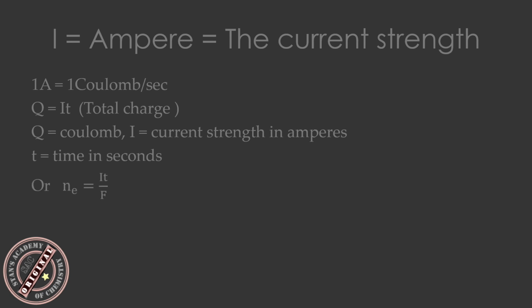Or we can use this information to calculate the number of moles of electrons that are flowing through a circuit. So in this case, Ne would represent the number of moles of electrons. And how do you calculate the number of moles of electrons? If you have the total charge that is flowing through a circuit and divide it by the charge of 1 mole of electrons, you would get the number of moles of electrons. We will calculate that by dividing the total charge, which is IT, by F.